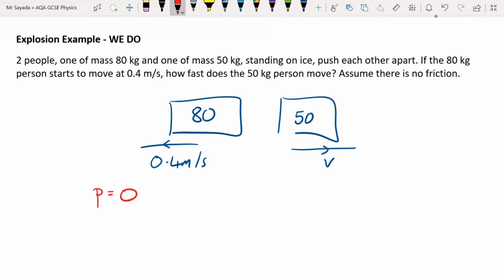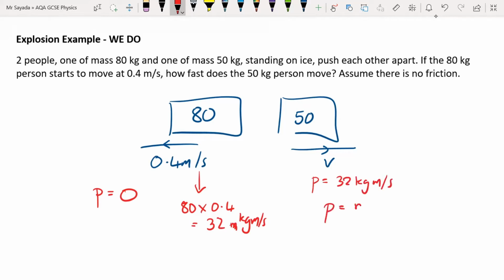So what's the total momentum at the end after they push each other apart? Say your answer to the video. The total momentum still needs to be 0. So we work out the momentum of this person, 80 times 0.4, which will be 32 kilogram meters per second. That means the momentum of this person must have the same magnitude. And then we can just use the formula, 32 equals 50 V, 32 over 50 equals V. So V will be 0.64 meters per second.